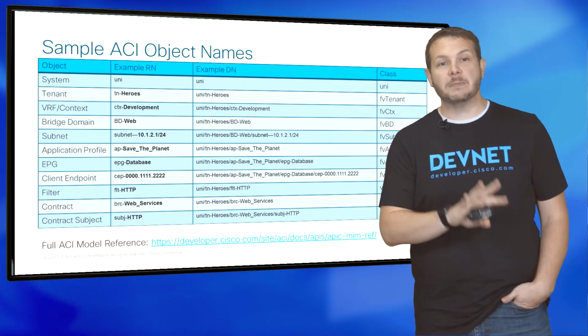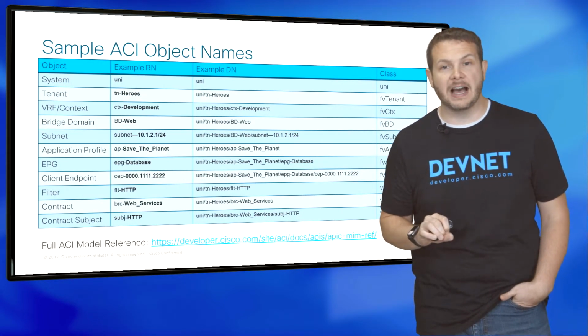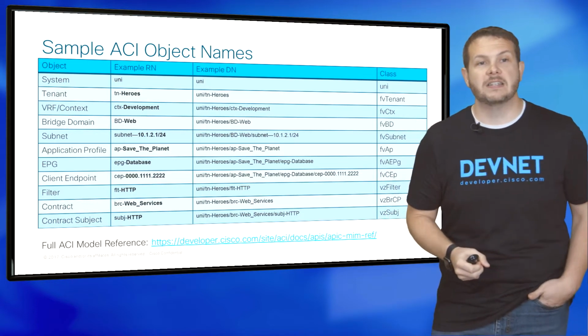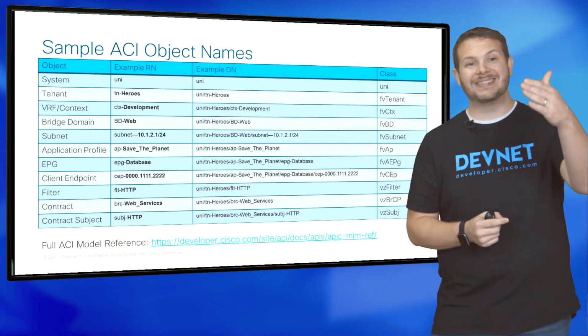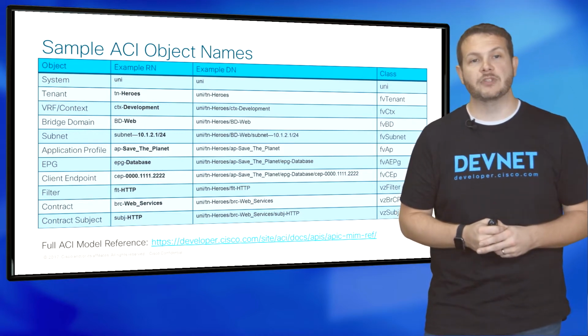We can see that same thing across the object names inside of ACI. Here in this table, we can see that we've got several of the objects available inside of ACI, starting with the system, which is given a name of uni.